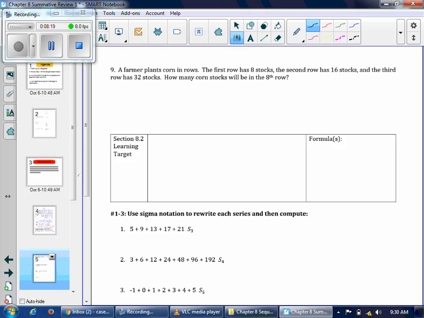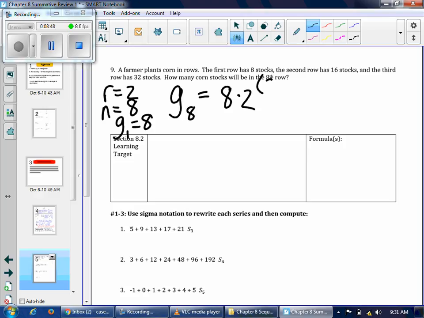If you collect your data, you're going to have your ratio being 2. N is your row, so it's going to be 8. And G1 is your first term, which is 8, because that's how many stalks are in the first row. And now you can use the explicit formula. So in the 8th row, the farmer is going to have 1,024 corn stalks.